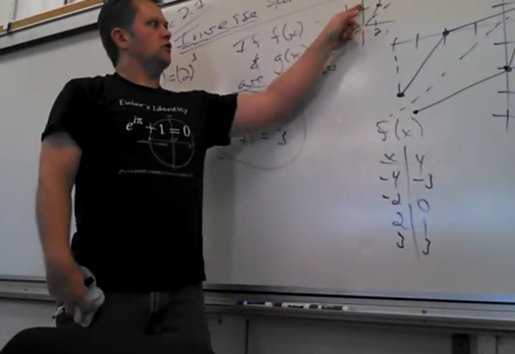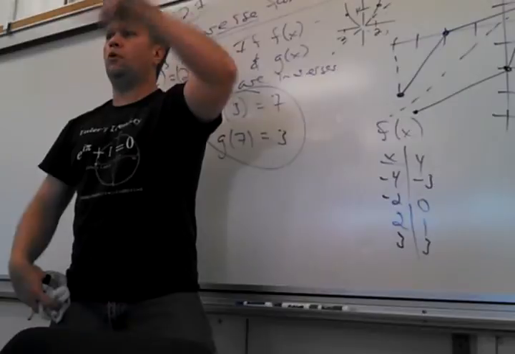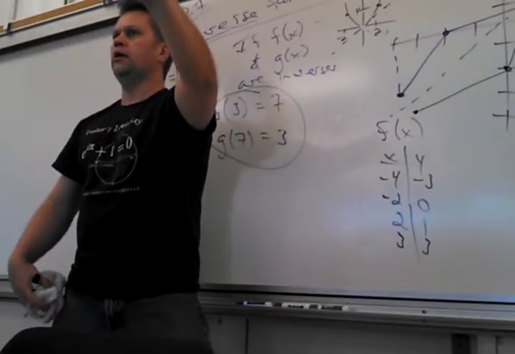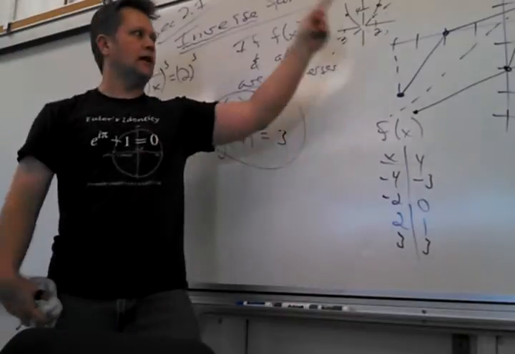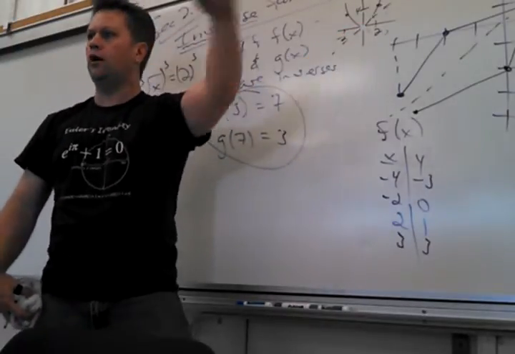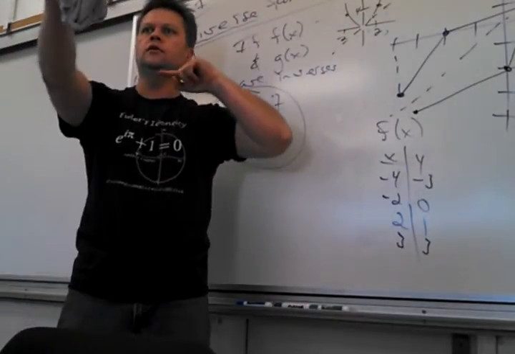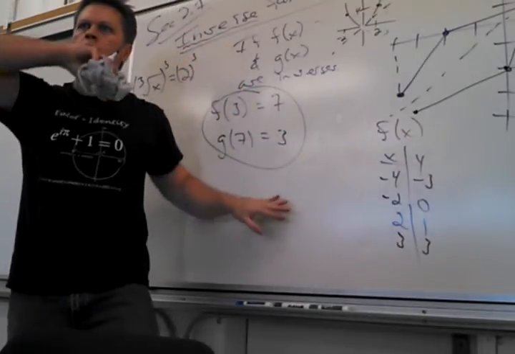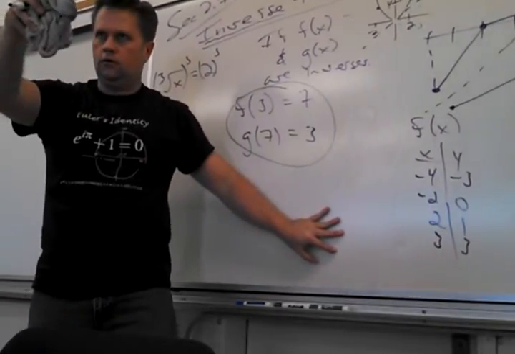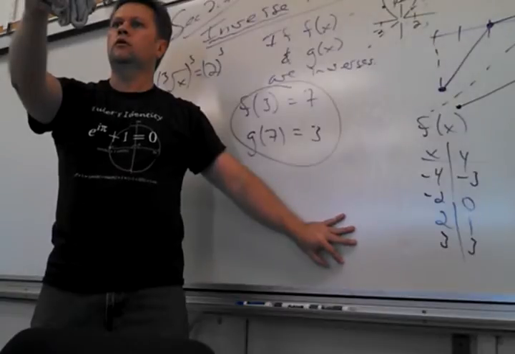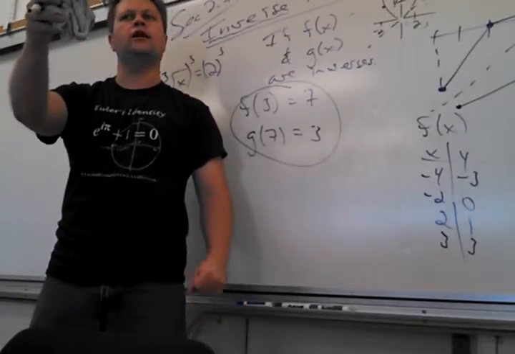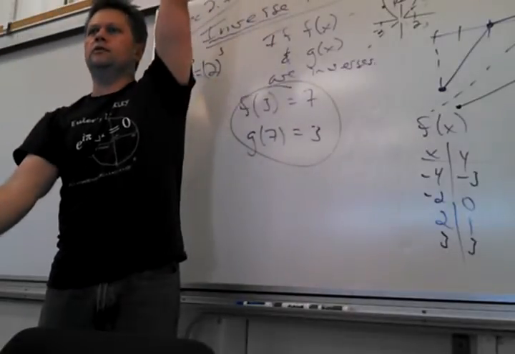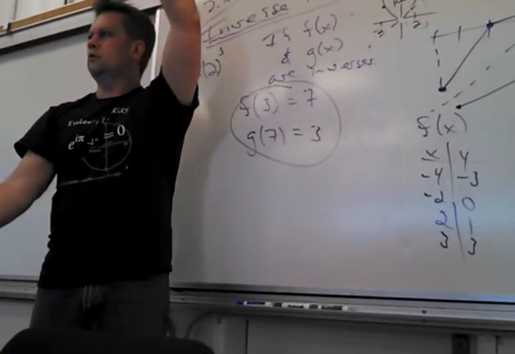Negative 2 goes to 4, and so does 2 go to 4. It's not one-to-one. Right? X goes to Y, Y has got to go back to that same X. This is not that. That's why we call it one-to-one. They go together both ways. Yes? So if it can be inverted, it has to pass the horizontal line test. Beautiful. If it does not pass a horizontal line test, that means if you try to find an inverse, you actually will get not a function.